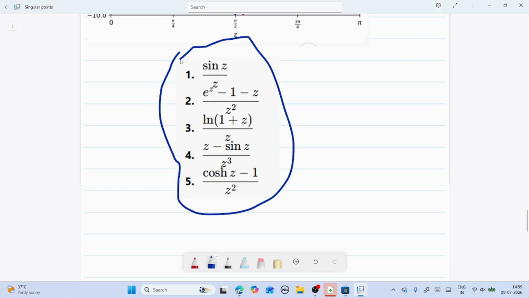These are the questions you can try. Check whether they are removable isolated singular points or not.